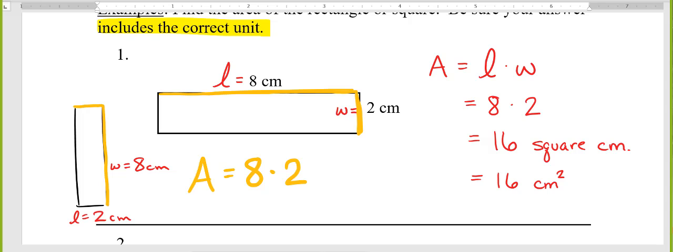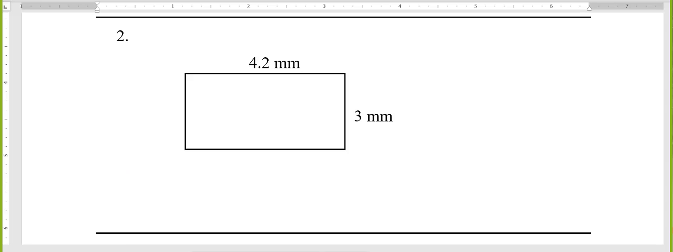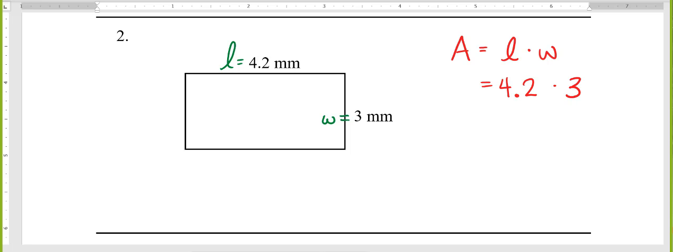Let's do number 2. Number 2 says find the area of the rectangle whose dimensions are 4.2 millimeters by 3 millimeters. First, I'm going to assign a length and a width. I'm going to say that my length is 4.2 millimeters and my width is 3 millimeters. We know to find the area of a rectangle, we do length times width. So we're going to write down what is our length. It was 4.2 times our width, which is 3. Over to the side, because I don't do arithmetic in my head, I'm going to do 4.2 times 3.